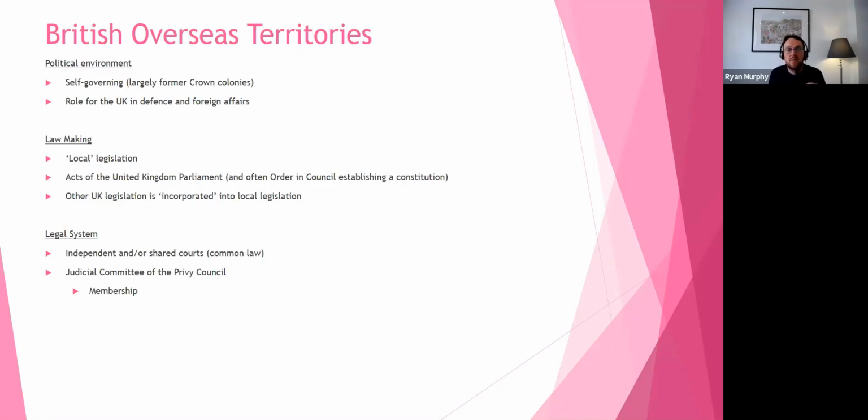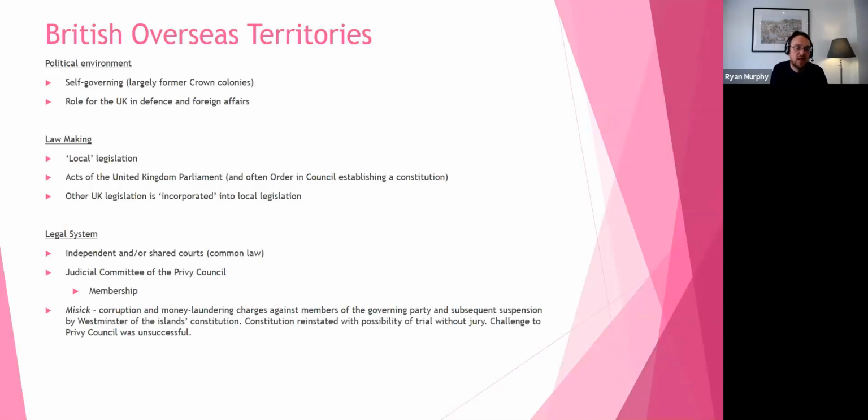and crucially, judges from jurisdictions other than the United Kingdom, where that particular territory case is in question. So you have these independent courts based on the common law system, and then this sharing of the senior judges of the legal system of England and Wales, most notably the UK Supreme Court.